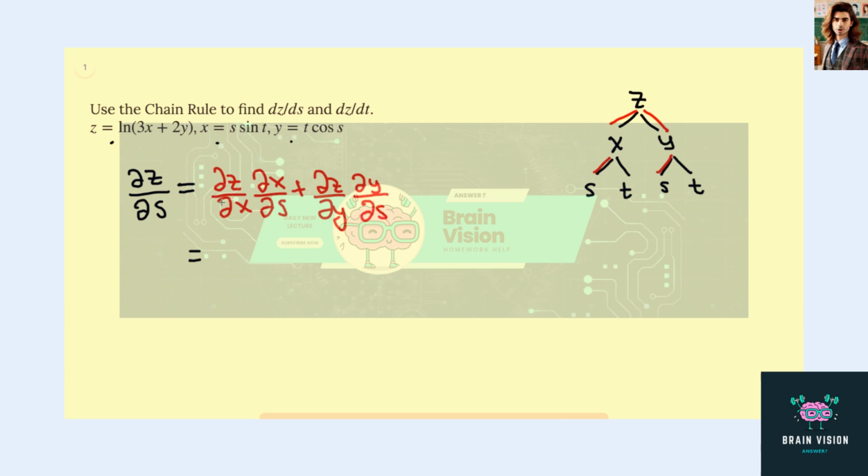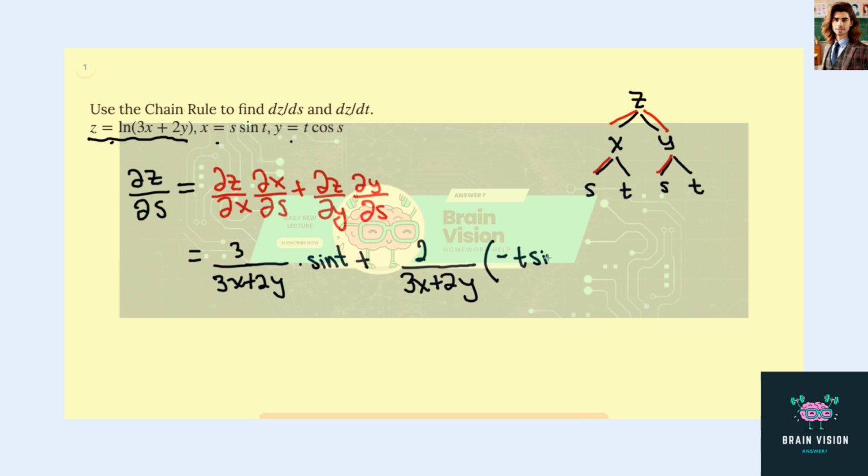So the first one, derivative of z with respect to x. That will just be 3 over 3x plus 2y. The next one, dx over ds. That's sine t. Derivative of z with respect to y. And then derivative of y with respect to s. And so that's one of our answers. That's the derivative with respect to s.